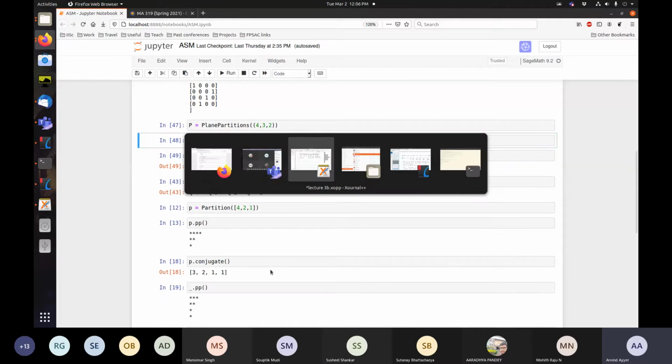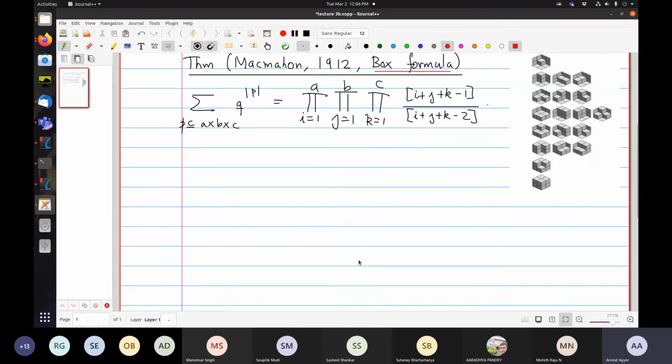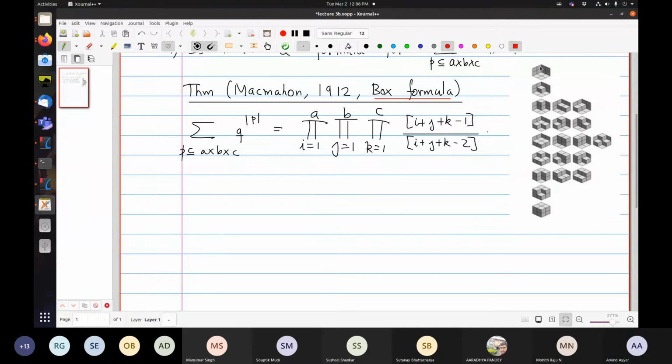Okay, so coming back to our theme. Just like for partitions, we had two symmetries: reflection, which was conjugation, reflection about the diagonal, and the other, complementation. Here you have other symmetries. If you look at the corner of a room containing a plane partition, you can see that it is a hexagon, right? Plane partitions can have many symmetries.